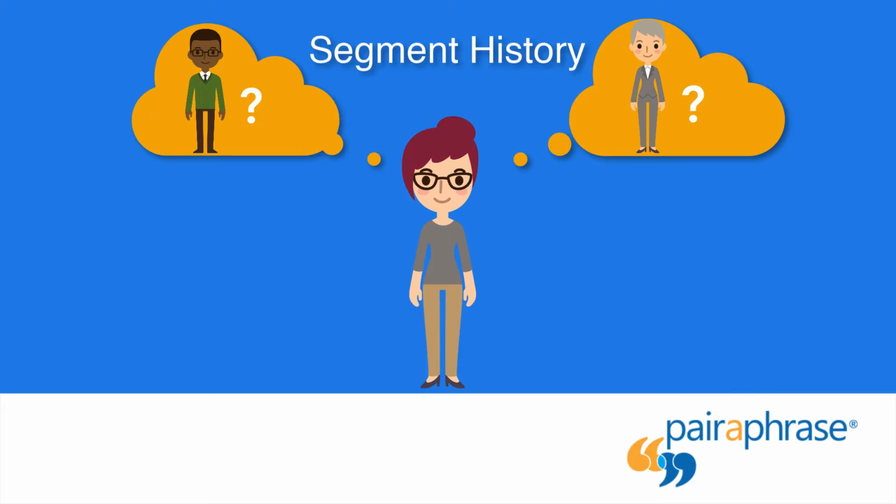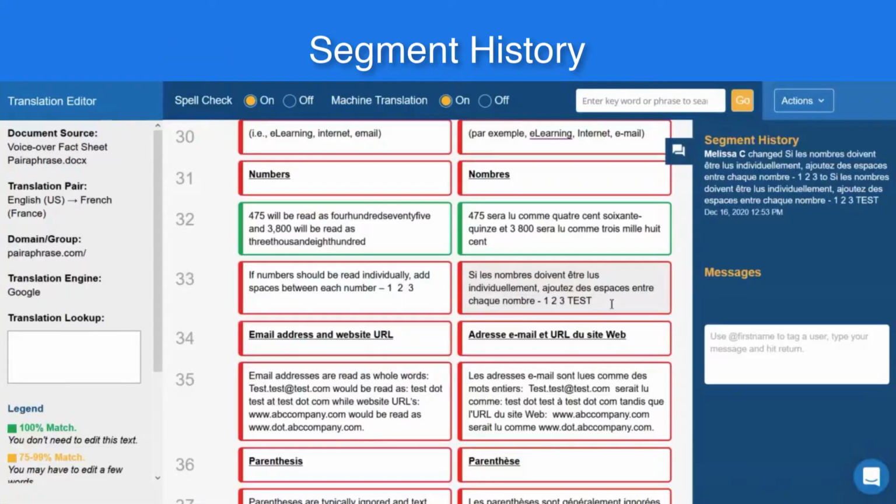If you want to see who edited a text segment and when, you can view those details in the Segment History section. Just click on a segment to get these details. You will see what text they changed, what they changed it to, and the date and timestamp for that edit.